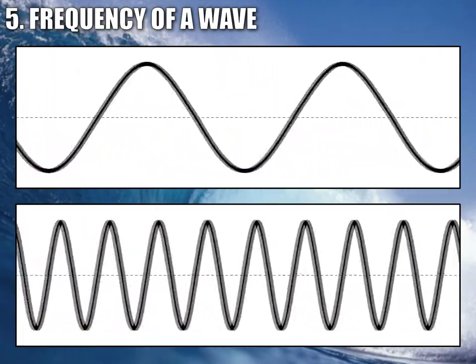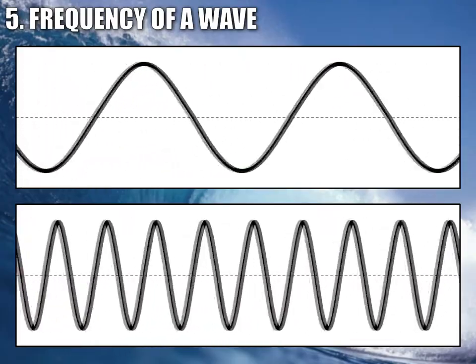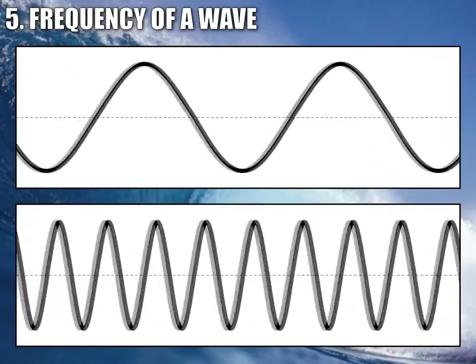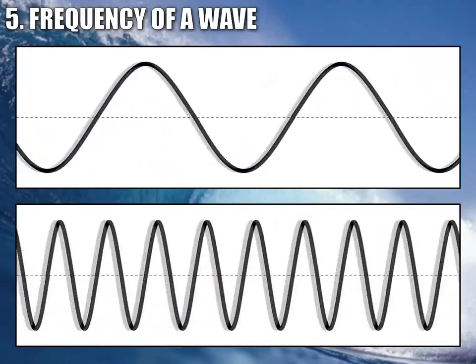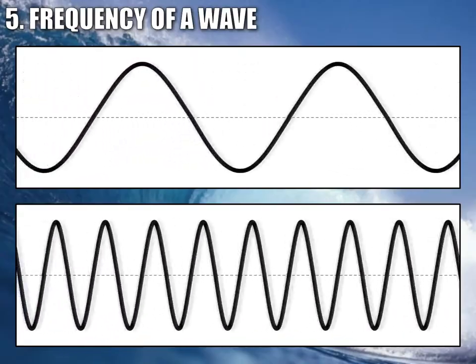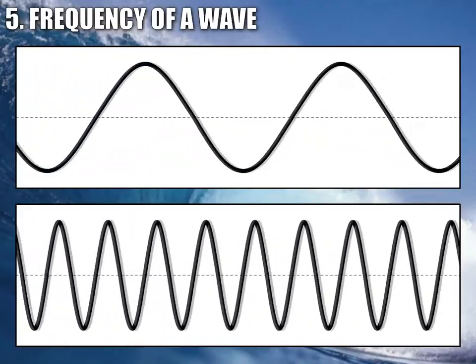Let's start with the top wave. So I'm going to look on the left hand side, and every time I see it reach the maximum extent, so when it reaches the top, I'll count 1. So here we go. 1, 2, 3, 4, 5. So we can see that this wave is cycling quite slowly. It takes a long time for each cycle to occur.